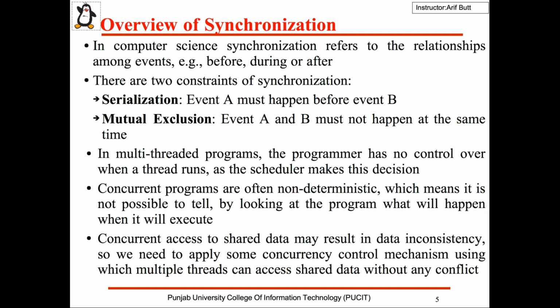There are two constraints of synchronization. The first is serialization, and that is event A must happen before event B. The second is mutual exclusion, that is event A and B must not happen at the same time.